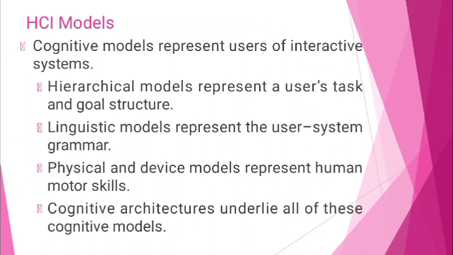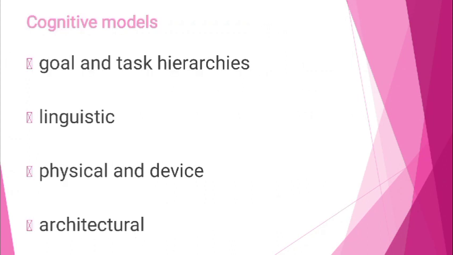The first one is hierarchical models, and this represents a user's task and goal structure. Second is linguistic models, and this represents user system grammar. The third one is physical and device models, and it represents human motor skills. Finally, you have the cognitive architectures, and these underlie all of these cognitive models. The various cognitive models are goal and task hierarchies, the second one is linguistic, the third one is physical and device, and the last one is architectural.